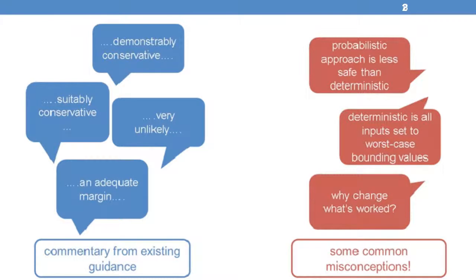And there's currently a number of misconceptions or urban myths, in a way, surrounding the use of probabilistic approaches, and a few of these are shown on the screen there. For example, probabilistic is less safe than deterministic, or deterministic means all inputs are set to a worst case, and also things like deterministic has worked for us. Why do we need to change? I'm not going to answer these points specifically here, but another aim of the working group is to provide commentary to address statements like these and improve awareness, so we understand why comments like these actually are not always particularly accurate.